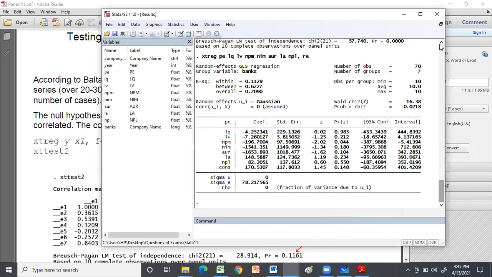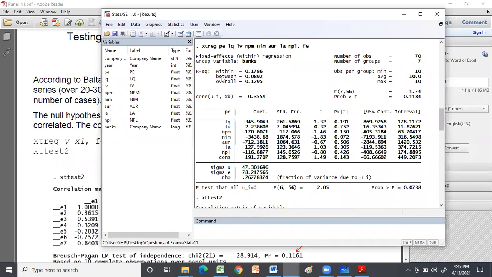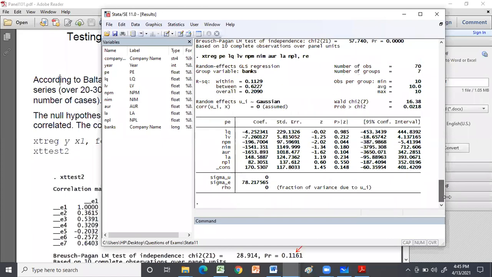Fixed effect R square, how much was it? Look at it here. The fixed effect R square was found 0.1295, which is showing the poor fit of the regression model using the data set. And here in the random effect model, we can see that the overall R square value is 0.2090, which means the data set has been very poorly fitted in the regression model. Okay. Up to this, is it clear to everyone?